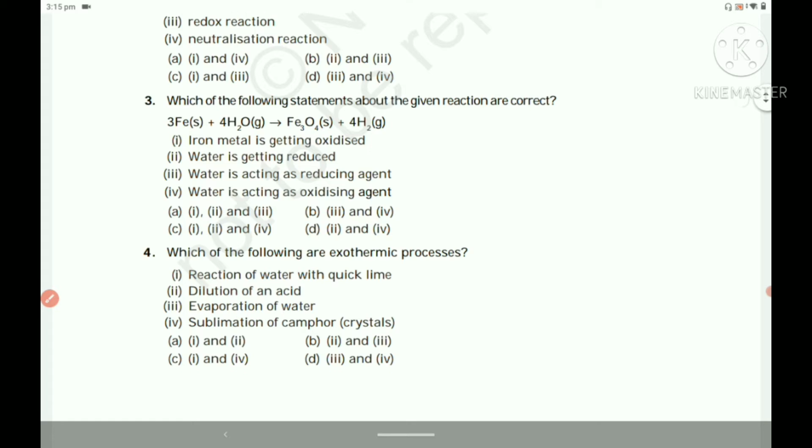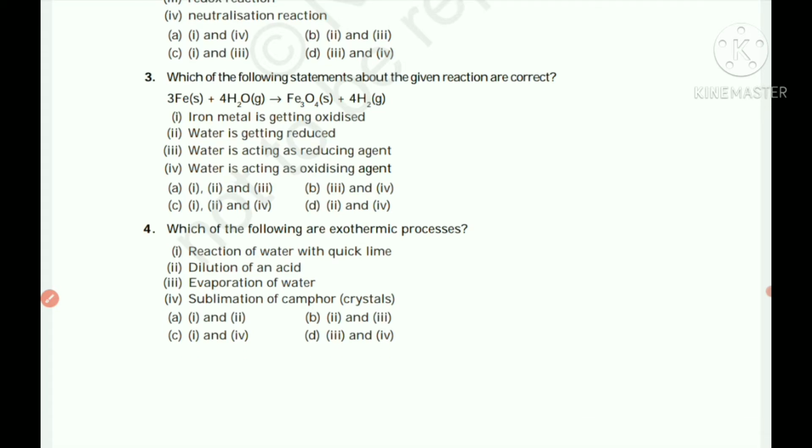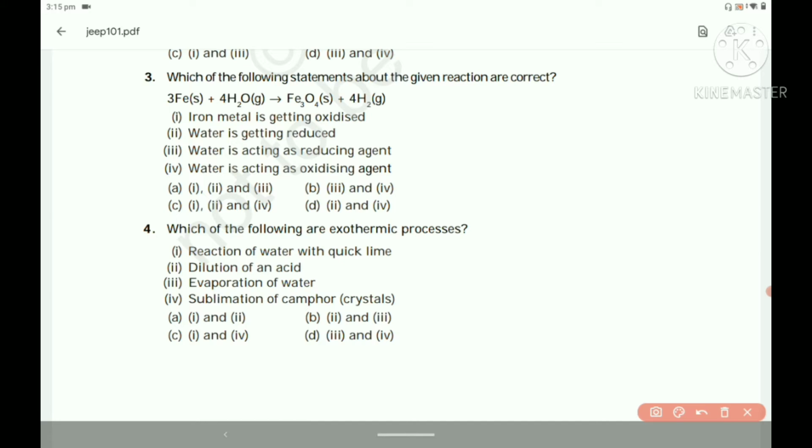Moving on. Which of the following statements about the given reaction are correct? I think it's easy up to now, right? Iron plus water gives rise to Fe3O4 plus H2. Iron metal is getting oxidized. Isn't it true? Iron is gaining oxygen over here. So the process of oxidation is taking place. So it is an oxidation reaction.